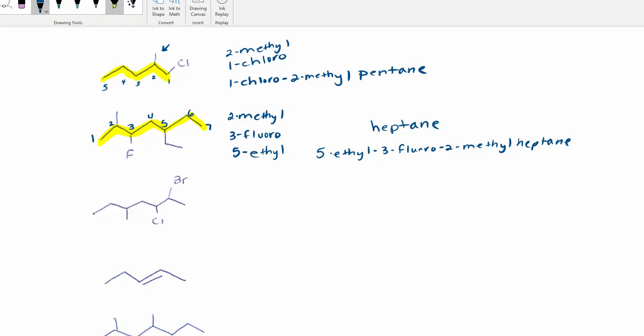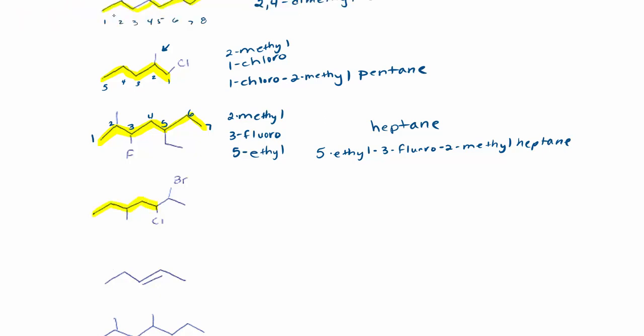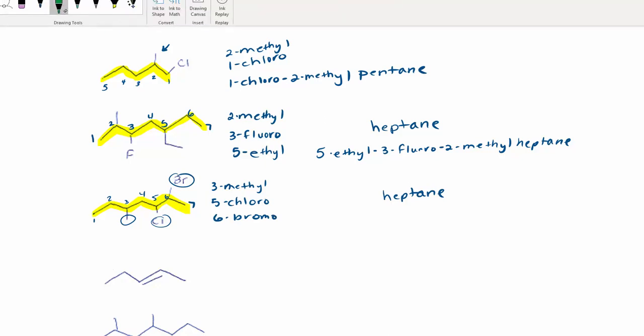For the next one, again with the parent chain, count the carbons. I have 1, 2, 3, 4, 5, 6, 7 carbons. So I have another heptane. And I have 3 substituents. I have a methyl, a chlorine, and a bromine. So the way I have this numbered, this would be 3-methyl, 5-chloro, and 6-bromo. But what happens if I number it the opposite direction?